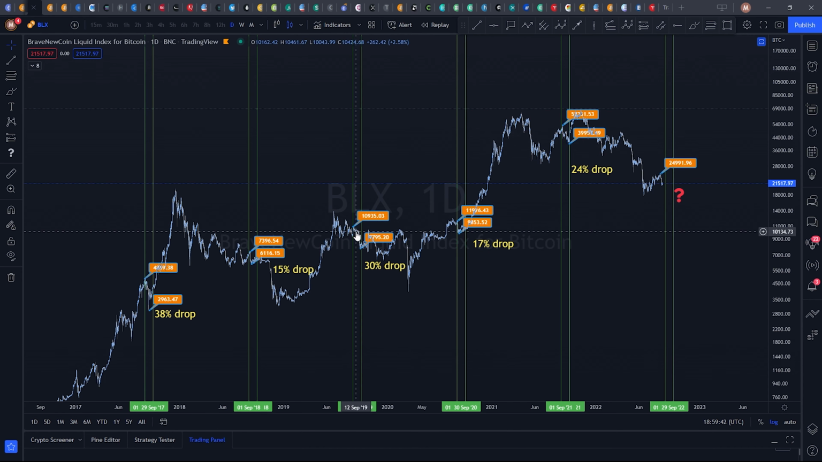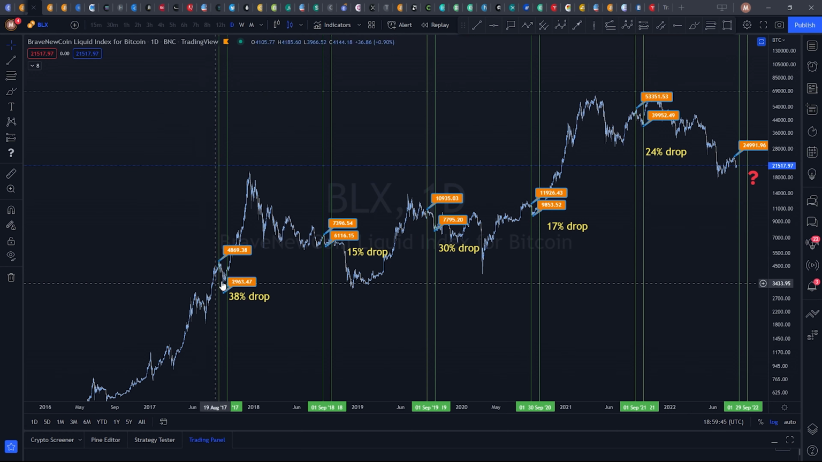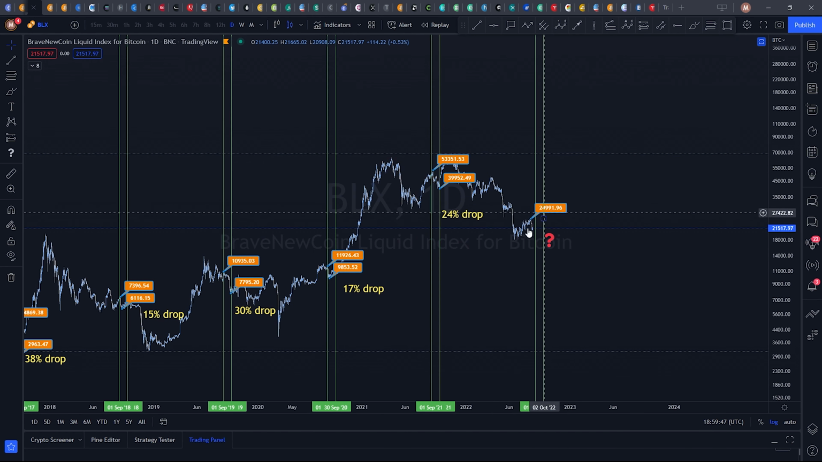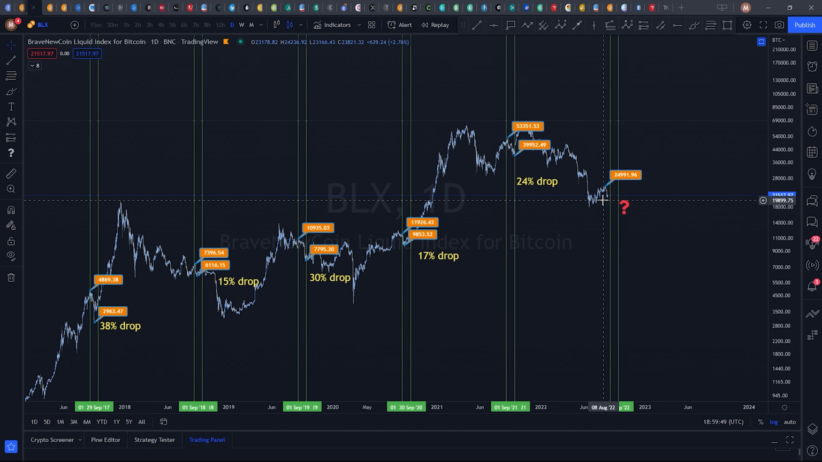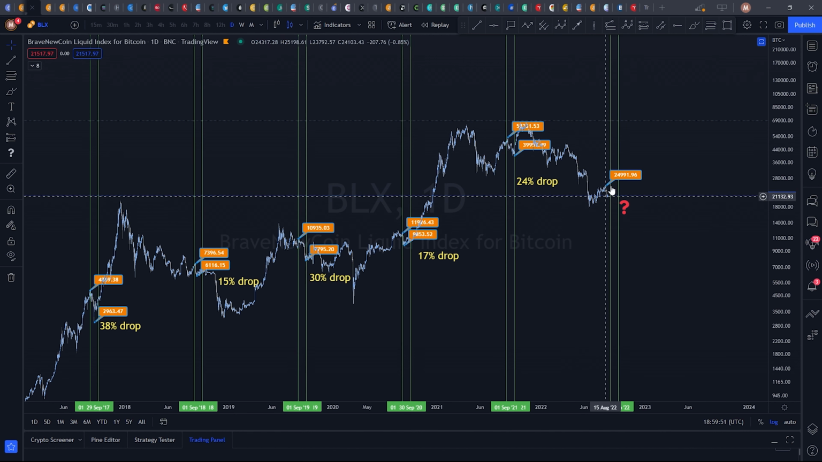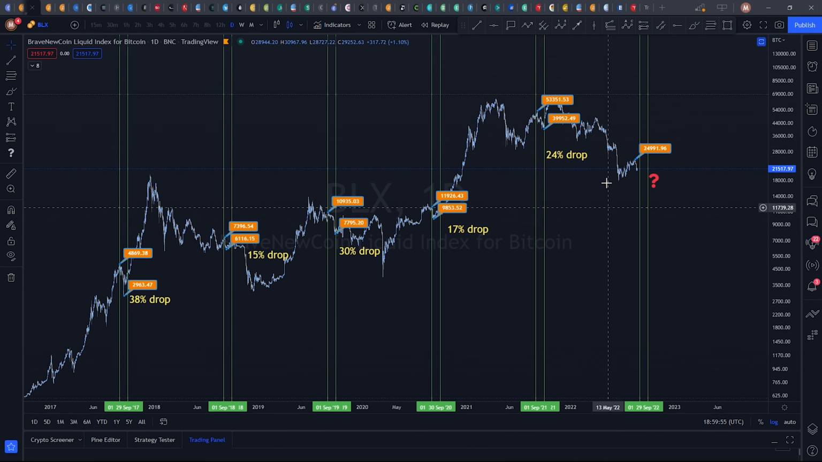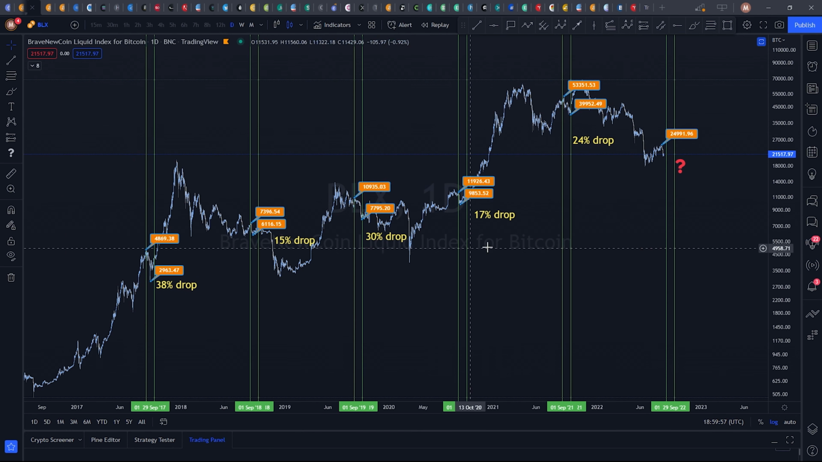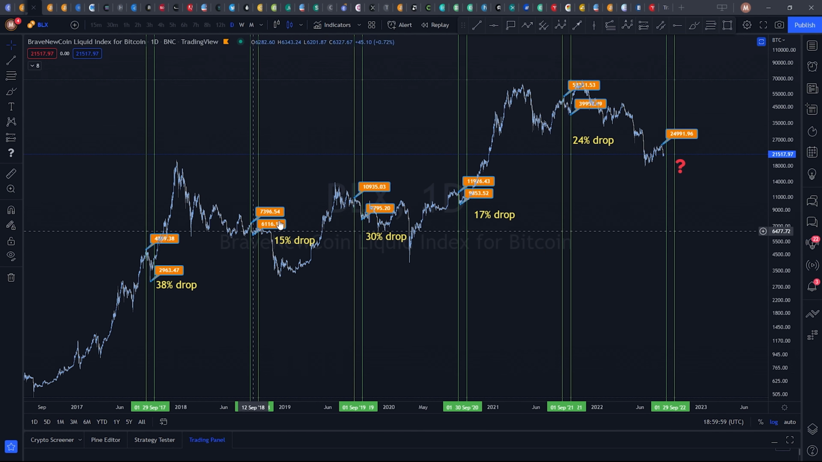Drop, drop, drop, and I'm expecting another drop. I don't care if it pumps. I don't care if it tries to go to the moon. I'm expecting a drop in September, and a pretty big one. Average is 24, 30, 38. Then you got 15, 17, and that's it. I don't expect a smaller drop. I expect 20 to 25% on the drop from wherever price is.